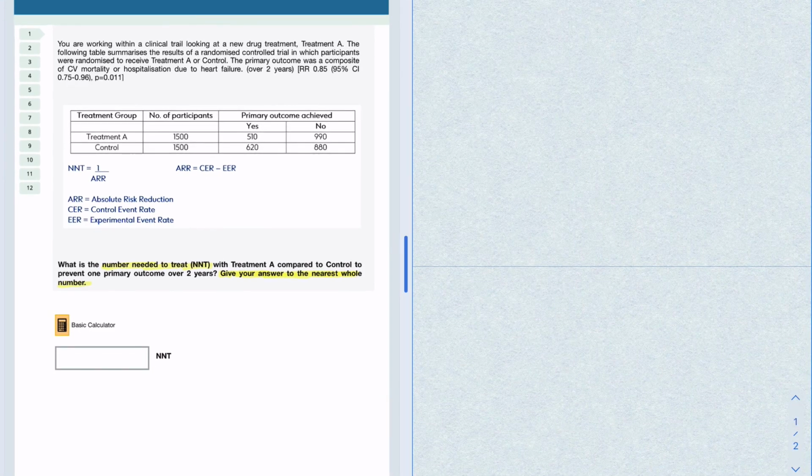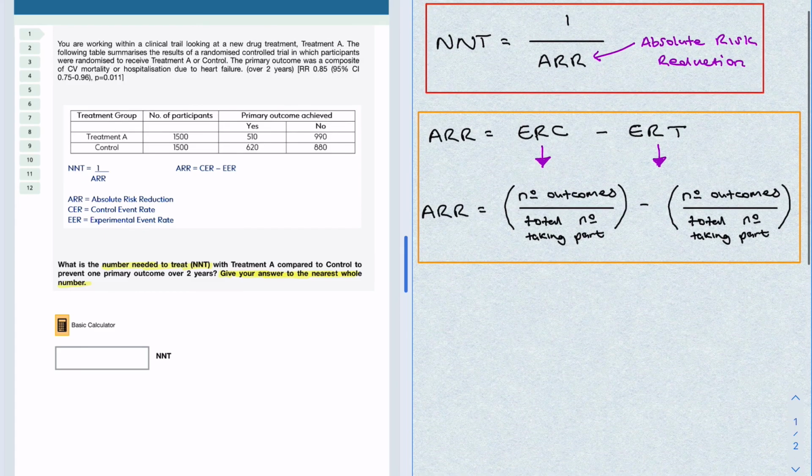So now I'm going to take my two-stage process from up here. We've got the red box, which tells us that the NNT is 1 over the absolute risk reduction, and we've got the orange box, which is telling us how to calculate the absolute risk reduction. So whenever you see this question and it asks you to calculate the NNT, the number needed to treat, the first step we're going to do is we're going to calculate the absolute risk reduction, which is the orange box.